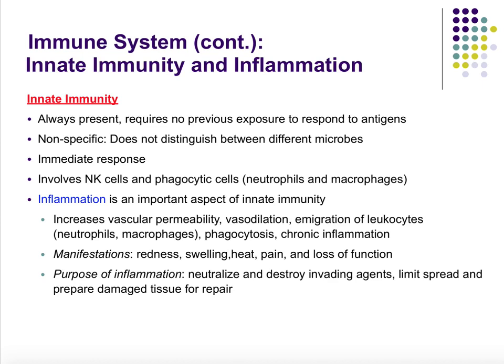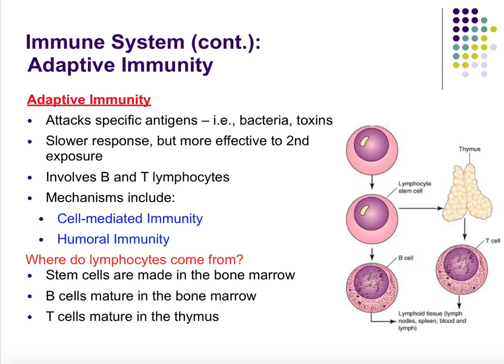So these are phagocytic cells, so they'll phagocytose, and we'll see signs of inflammation. So those signs include redness in the area, swelling, heat, pain, and loss of function. So what's the purpose of inflammation? It's to neutralize and destroy invading agents, limit the spread of the infection, and then also prepare the damaged tissue for repair. So it's a good thing. It's just not good when it happens when it shouldn't.